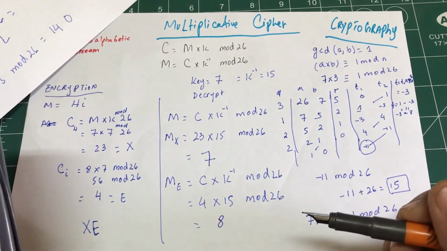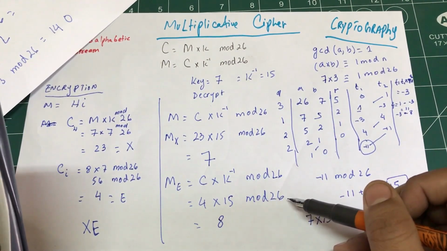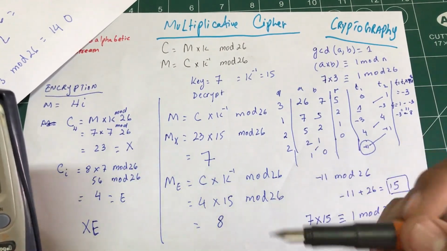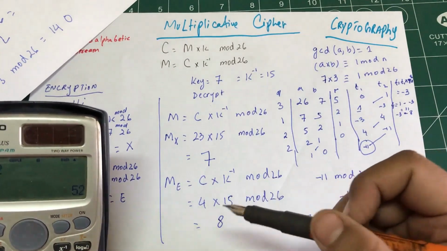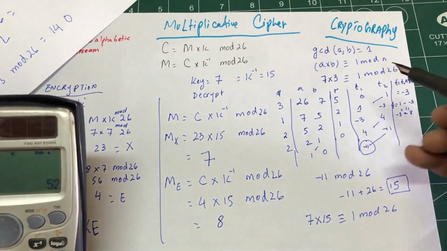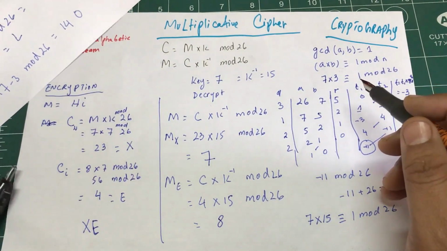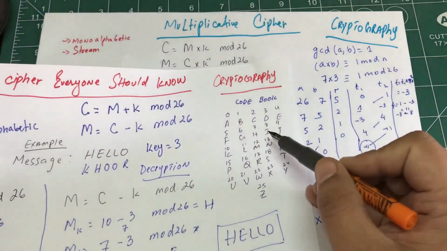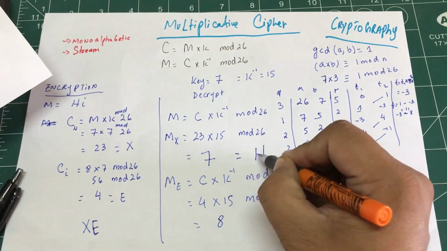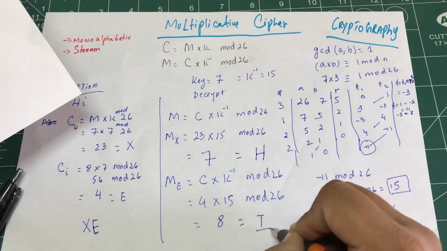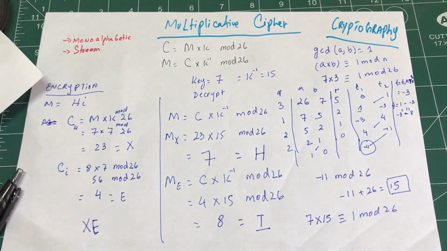15 times 4 is 60. 60 mod 26 would give me 8. Why? Because 26 times 2 is 52. So 60 minus 52 would give me 8. And 8, according to my code book, is actually I. So this has become H, and this would become your I. So this is how you use multiplicative inverse.